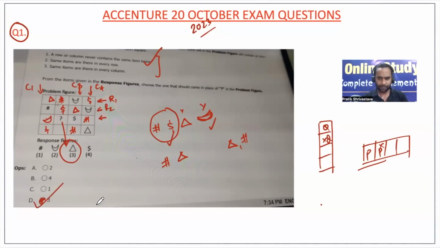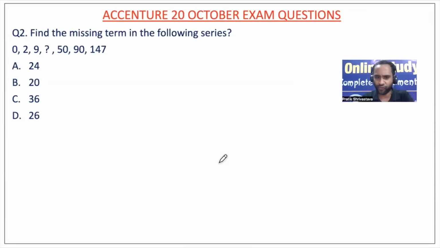Friends, in this particular question, you can solve it however you like. I have taken column 3, column 4, row 1, row 2. You can take a different way. The only thing is the answers should be the same. Also, you can practice a lot of questions. I will tell you from where.